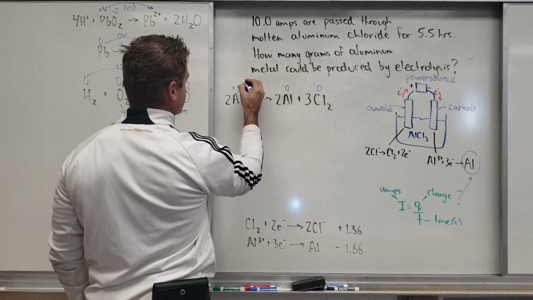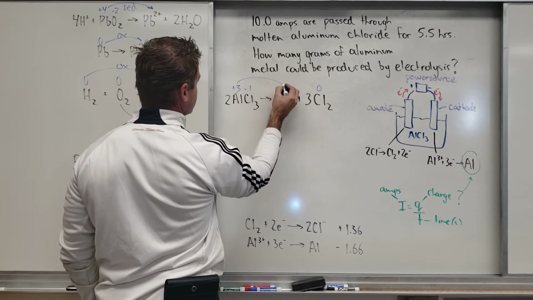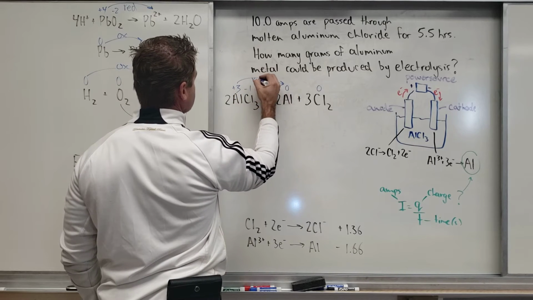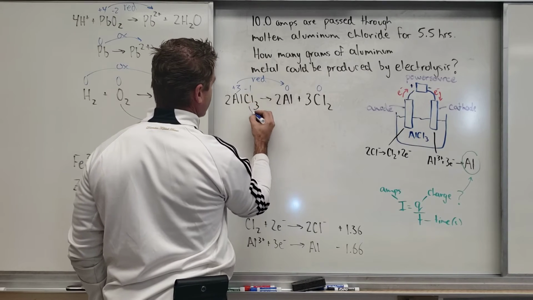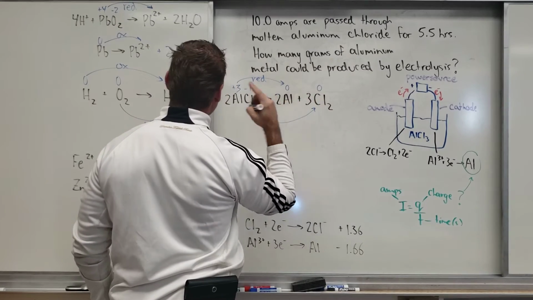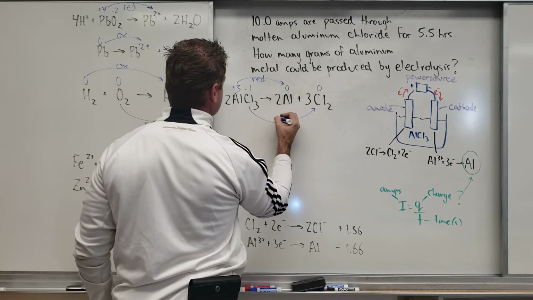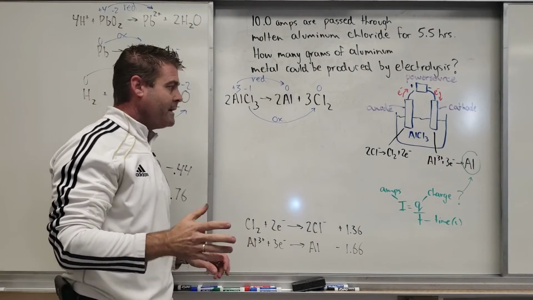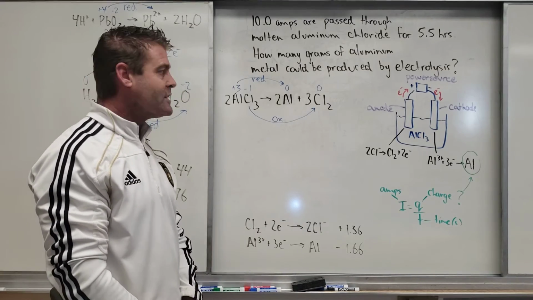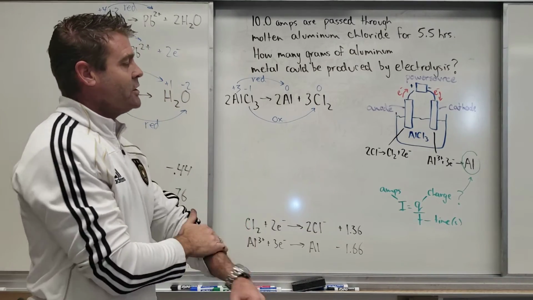Now you guys look, in this reaction, aluminum's going from a +3 to a 0, so it's being reduced. It must be gaining electrons, and the chloride's going from a -1 oxidation number to a 0. The number's getting bigger, therefore it must have lost electrons, it's being oxidized. So now we want to see, okay, could this reaction happen?